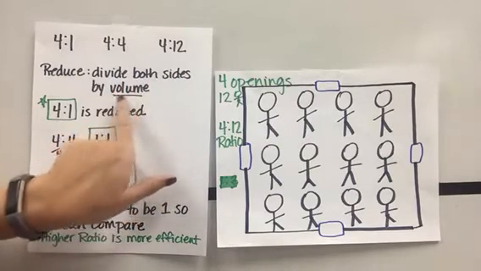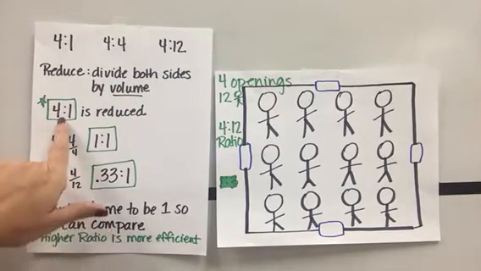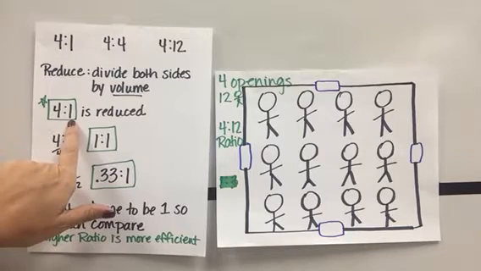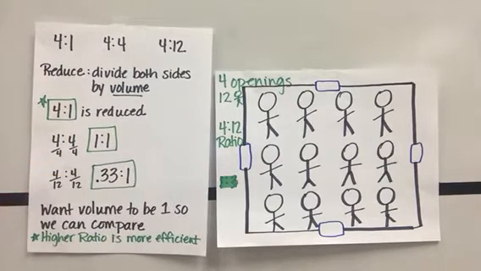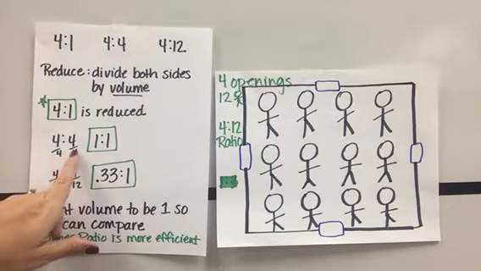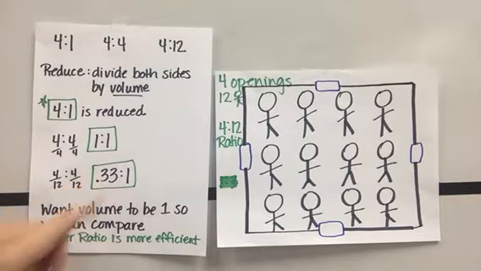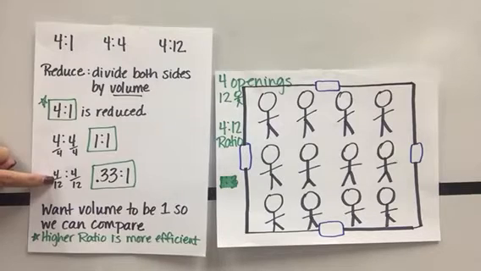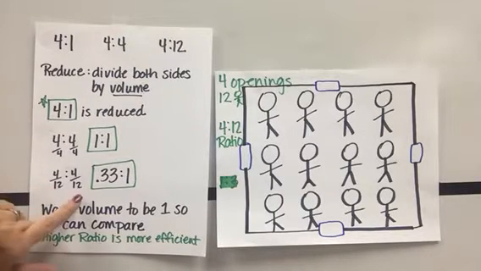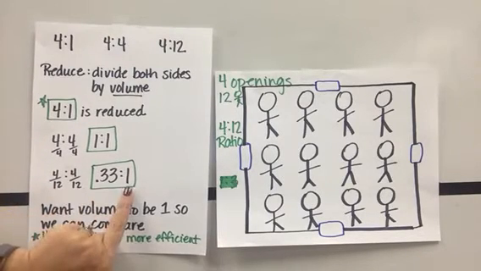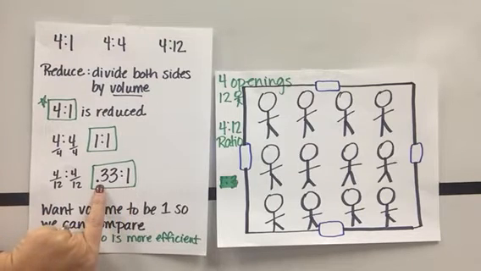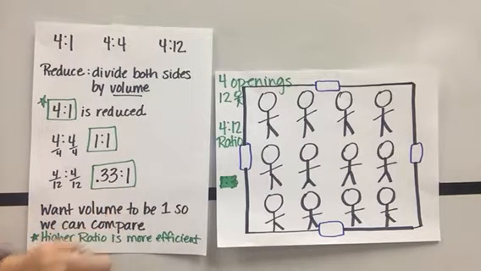To do this, we're going to divide both sides by the volume. In 4-to-1, the volume is already 1, so it's reduced, so we don't have to do anything else to it. In 4-to-4, you'll divide both sides by 4. That gives us a 1-to-1. And then in the last one, we're going to divide both sides by 12 because remember, we want the volume to equal 1. So here we have 0.33 to 1.